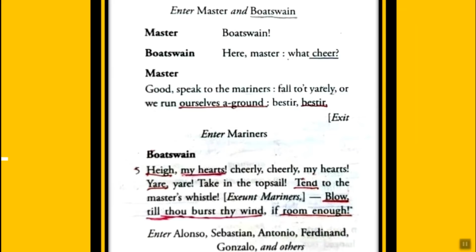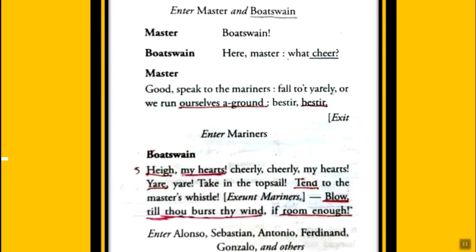Take in the topsail. Tend to the master's whistle. Tend means attend, listen. Listen to what the master is saying. And what was master saying? Master was saying, speak to the mariners, fall to it, yare, or we run ourselves aground. Means if we don't work fast now, we may move on to a place where the water is shallow and the ship may get destroyed. So he says, listen to what the master has said and do accordingly.